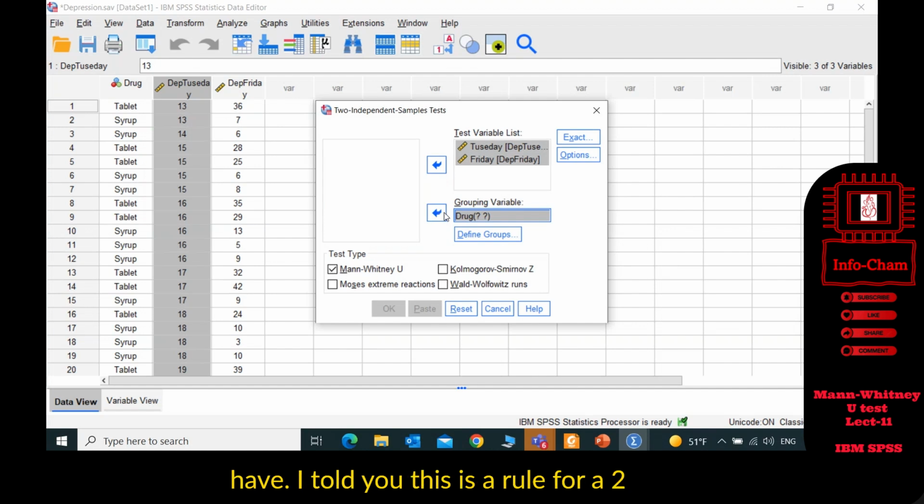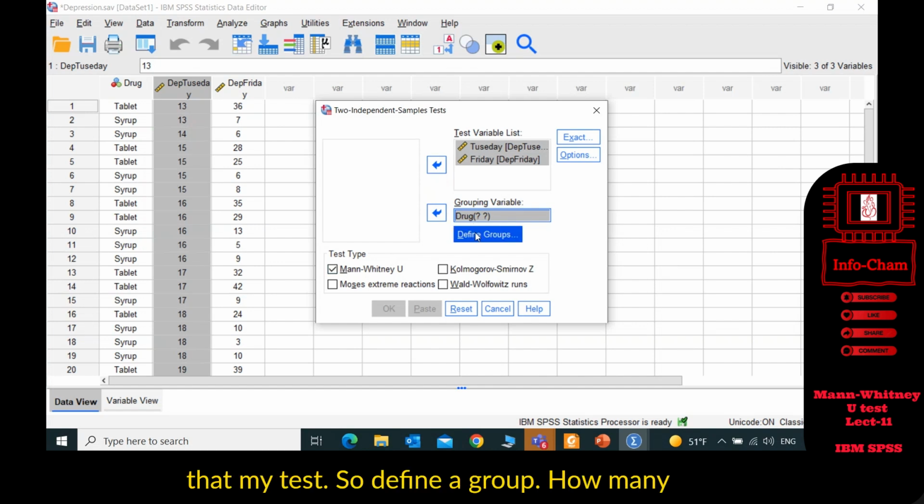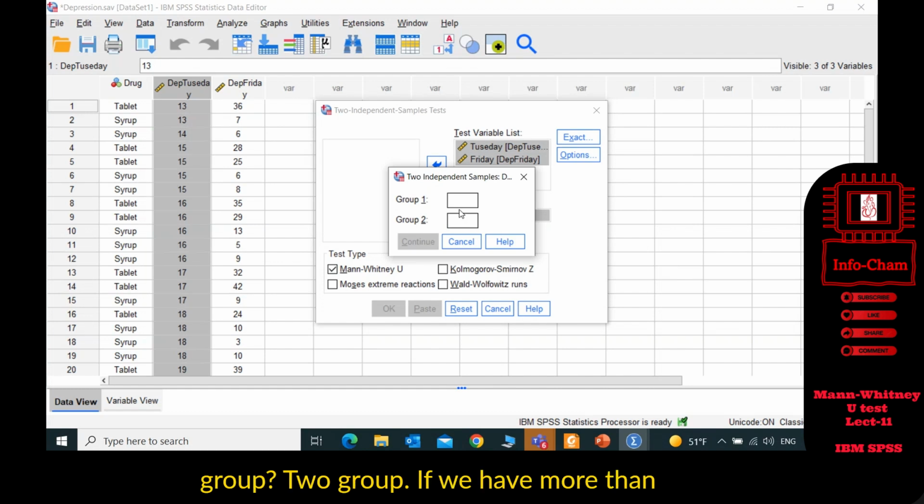I told you this is a rule for a two sample variable, because automatically the system is selecting that Mann-Whitney test. So define a group. How many groups? Two groups. If we have more than two groups, you should not use this one. You should use maybe ANOVA or maybe another test. Okay.